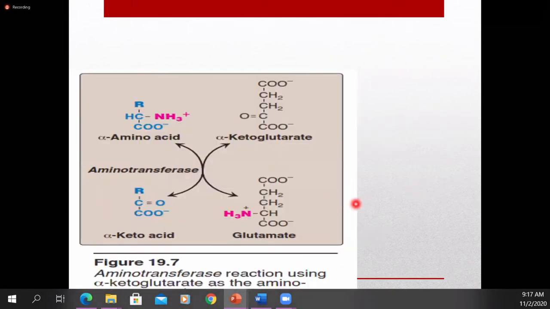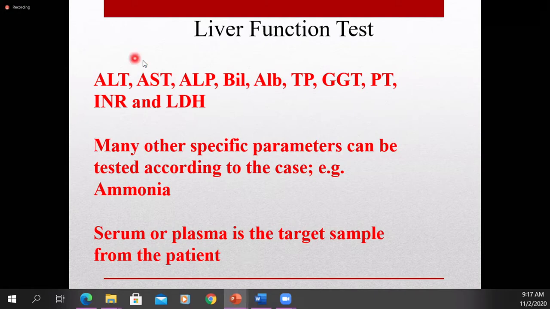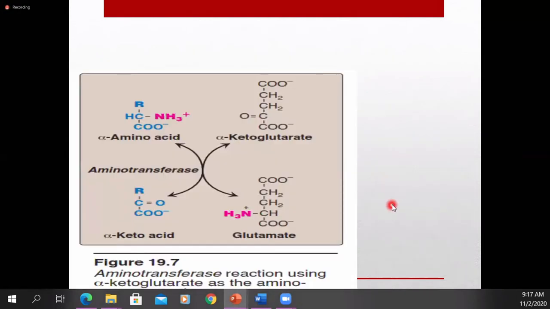In order to understand why we are requesting ALT and AST as first two important parameters in the liver function test, we have to understand the following and revise what we studied before. We all know that we have amino acid metabolism that involves transamination, which means transfer of the ammonia from the amino acid to another molecule, alpha-ketoglutarate, which will convert to glutamate.